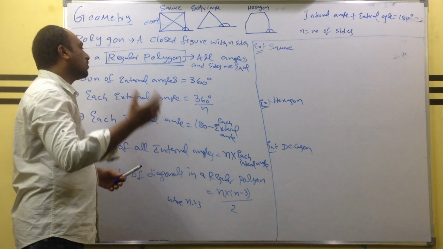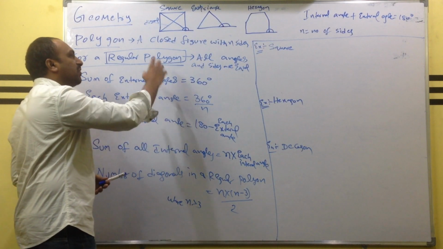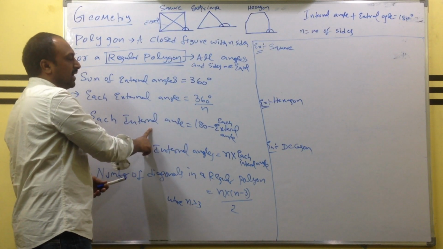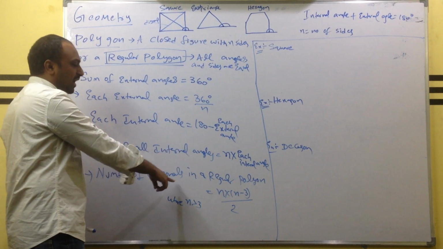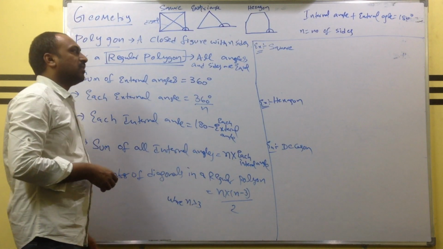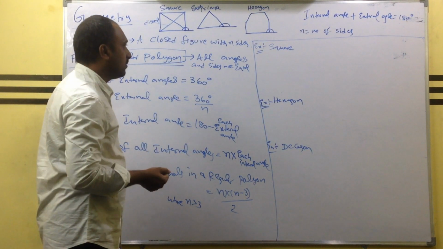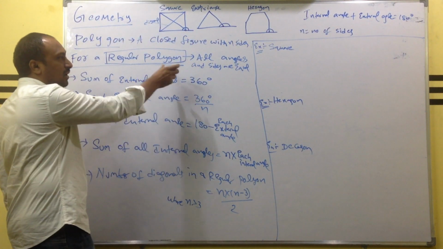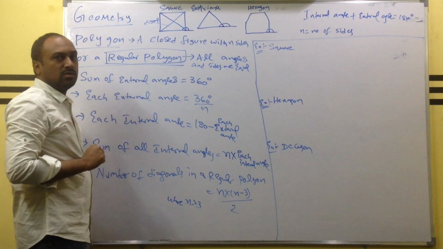And in that, what are the questions we are supposed to get in examinations? Sum of external angles of that particular regular polygon, each external angle, each internal angle, then sum of all internal angles, and number of diagonals in a regular polygon. These 5 questions are frequently asked for any examination related to geometry. Now, to find the answers, what is the minimum knowledge you need to have? I hope you understand what a regular polygon is: all sides and angles are equal. Take a square or a triangle or a hexagon, whatever you can take.